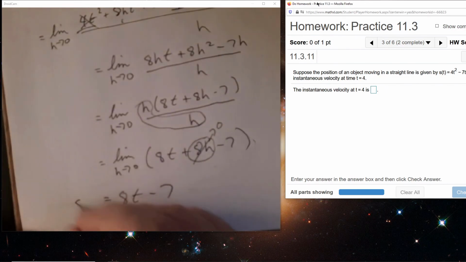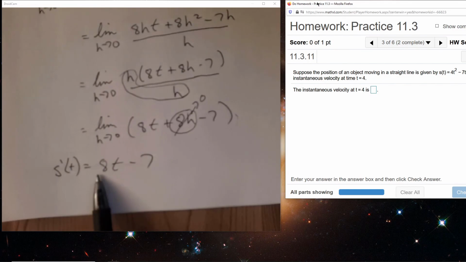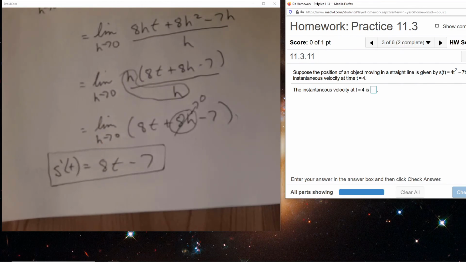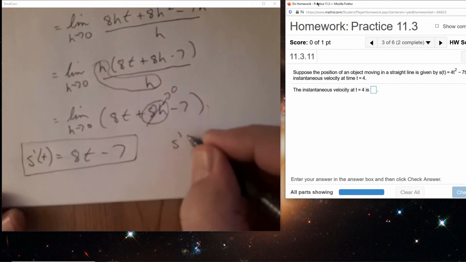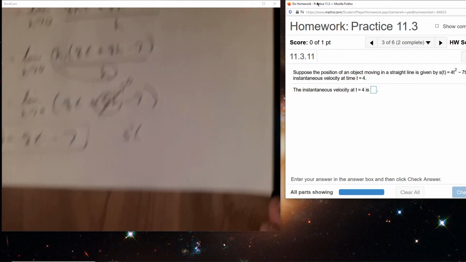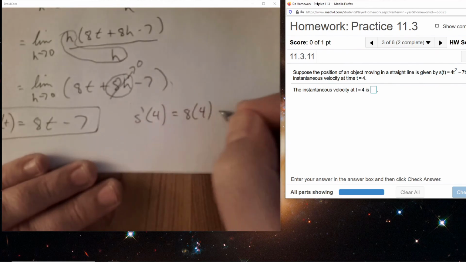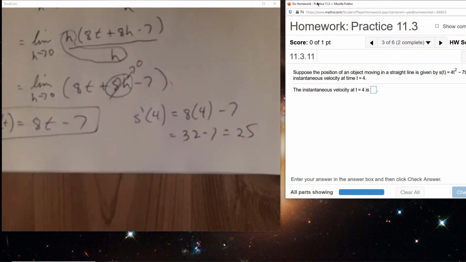And we call this then the derivative. This is the actual derivative function, which is ultimately what we normally want. We normally want the function, because now that we have the function, we can answer any number question. Now, in this case, they want us to do t equals 4. So we can just plug 4 into our derivative to get our answer.